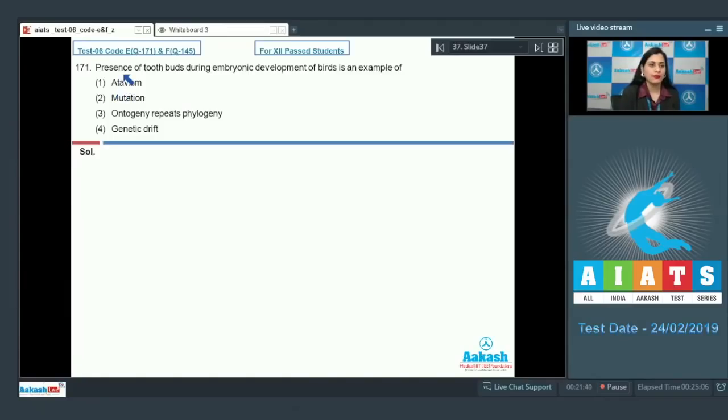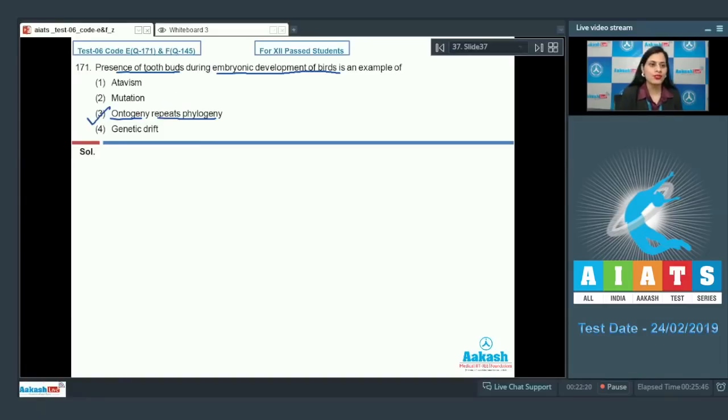Question number 171. Presence of tooth buds during embryonic development of birds is an example of, and the options are atavism, mutation, ontogeny repeats phylogeny, and genetic drift. And the correct answer to this question is option number 3, ontogeny repeats phylogeny, because presence of tooth buds during embryonic development of birds is an example of ontogeny repeats phylogeny.